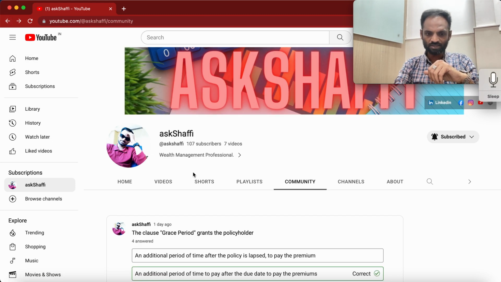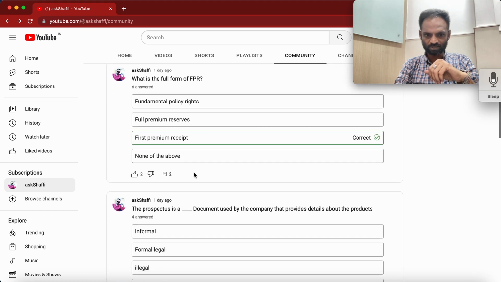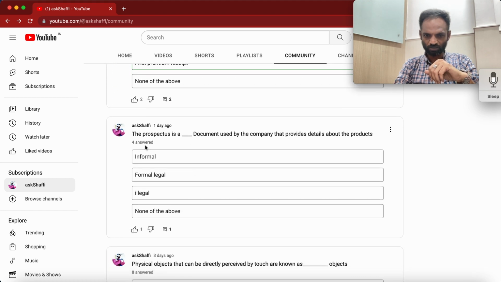So keeping this in view, let us try to select the option. The prospectus is a dash document used by the company that provides details about the product. It's an informal document. No. Is it a formal legal document? Yes. Let us look at the other options also. Illegal, none of the above. So the correct option is it's a formal and legal document. Yes, we are correct.